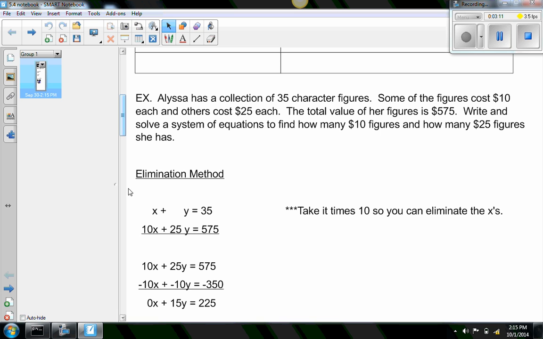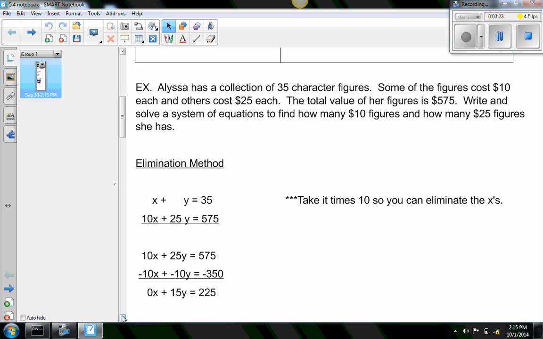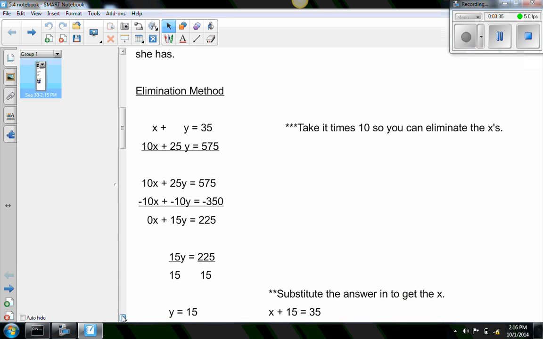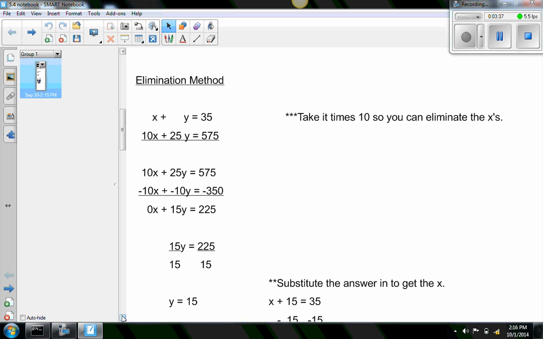When I do that, 10 minus 10 is 0. 25 minus 10 is 15. 575 minus 350 is 225. Now I've gotten rid of the x. My next step is to solve for y. So 15y equals 225. I divide both sides by 15. 225 divided by 15 is 15.